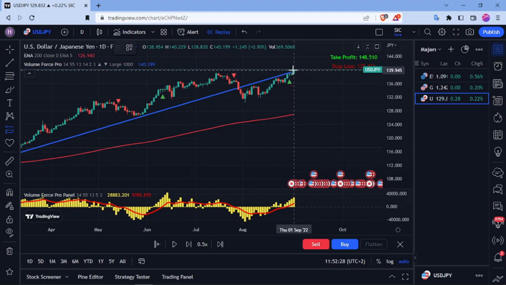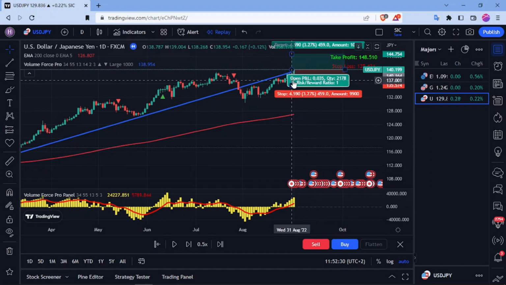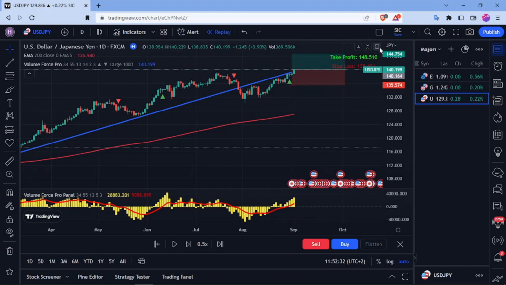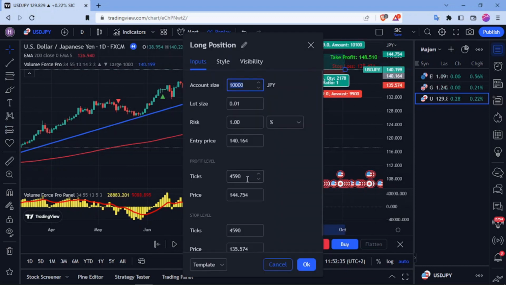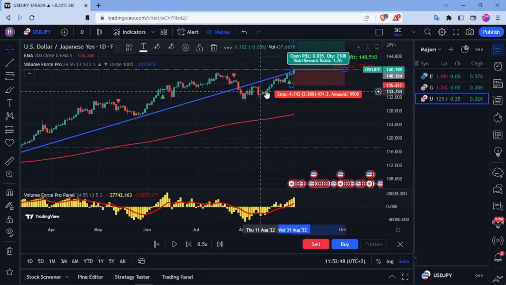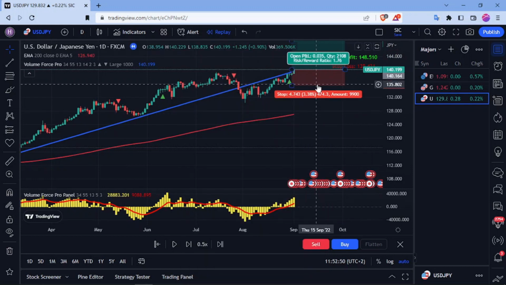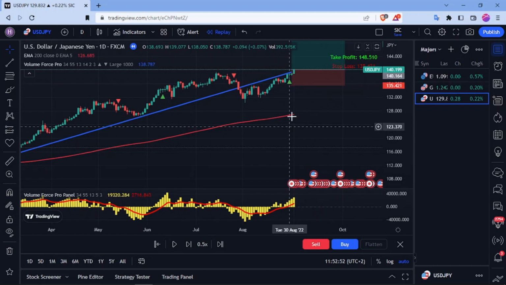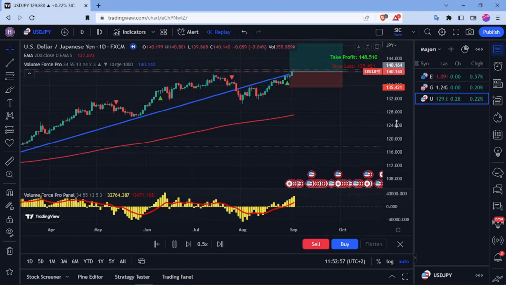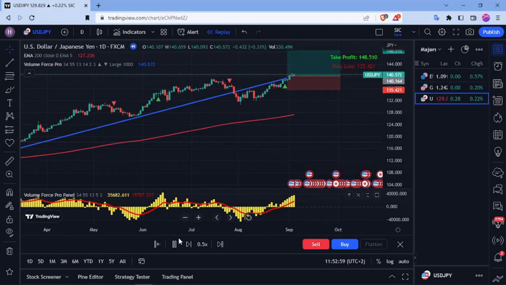Very simple to use. We are trading a continuation away from the exponential 200 moving average. Our take profit level is 148.510 and our stop loss is 135.421. So it gives you an exact stop loss and take profit, which is constantly changing for each entry as it uses the average true range to determine the stop loss and take profit.